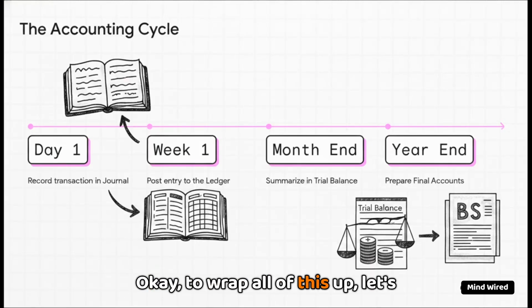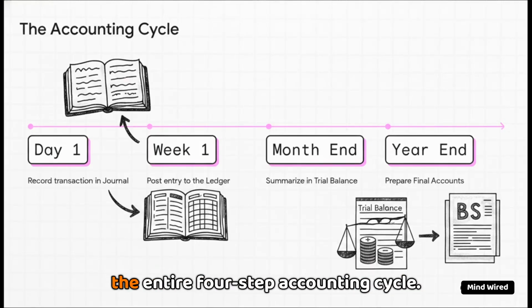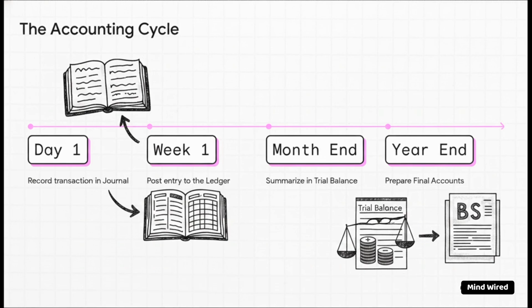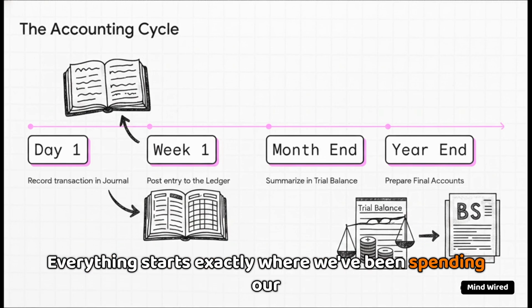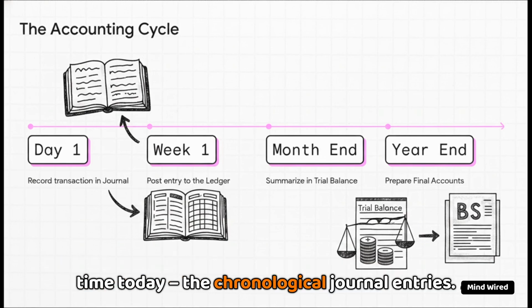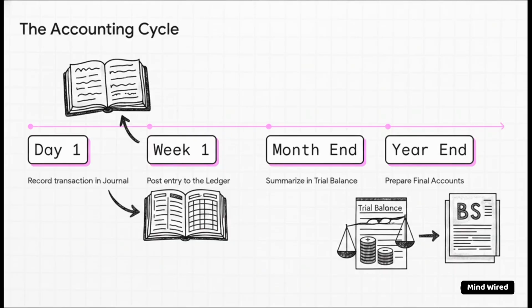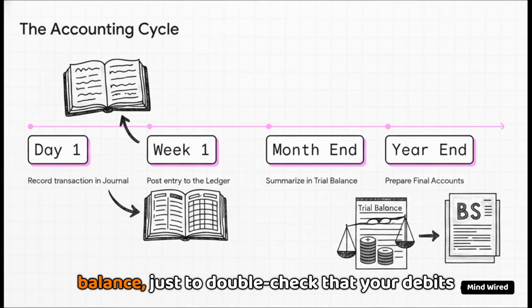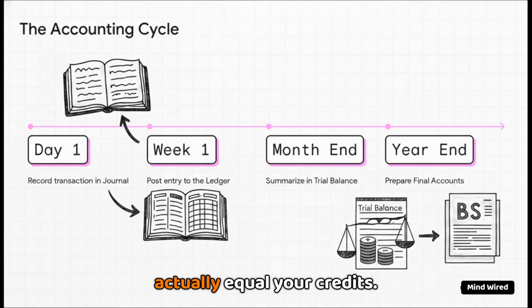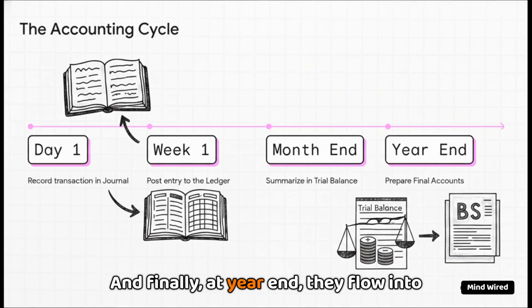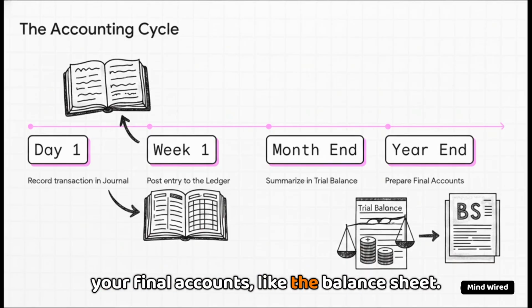Okay, to wrap all of this up, let's zoom out for a second and look at the entire four-step accounting cycle. Everything starts exactly where we've been spending our time today, the chronological journal entries. From there, all those numbers get sorted into the ledger. At month end, they're summarized into a trial balance just to double check that your debits actually equal your credits. And finally, at year end, they flow into your final accounts, like the balance sheet.